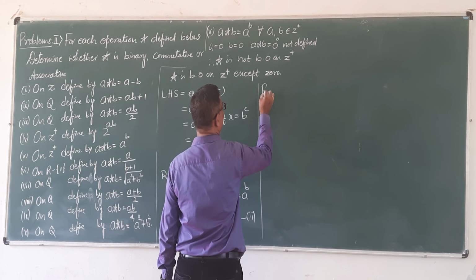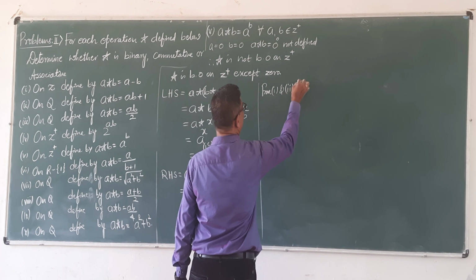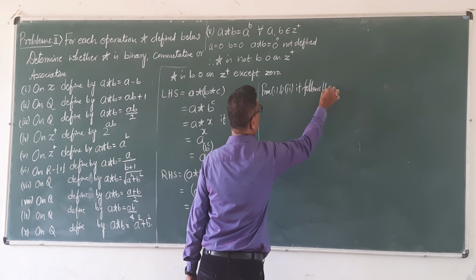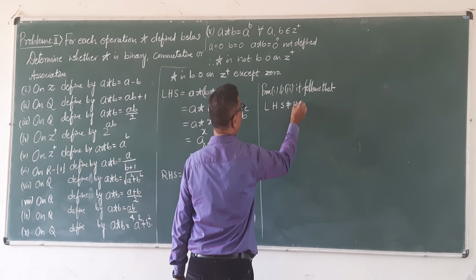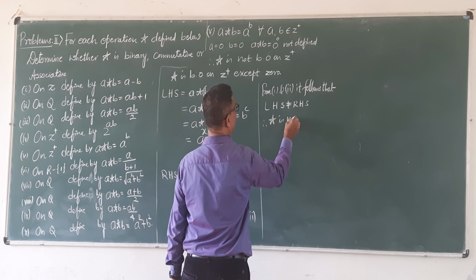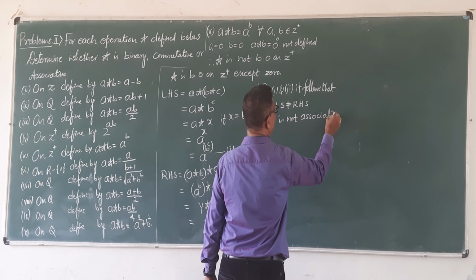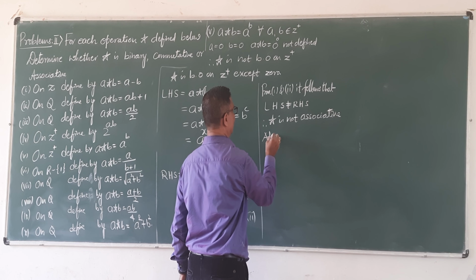Right? Therefore, from 1 and 2, it follows that LHS is not equal to RHS. Therefore, star is not associative. Is it commutative? Check.